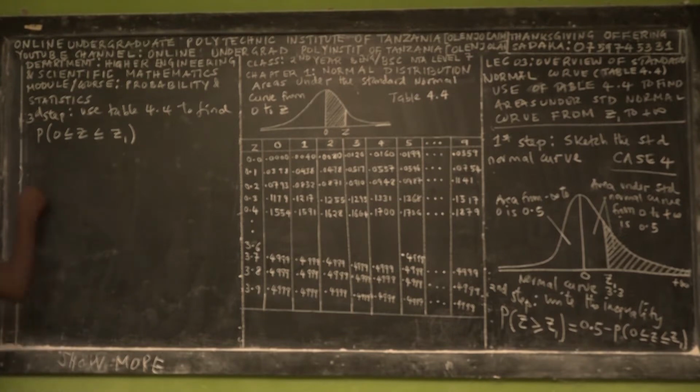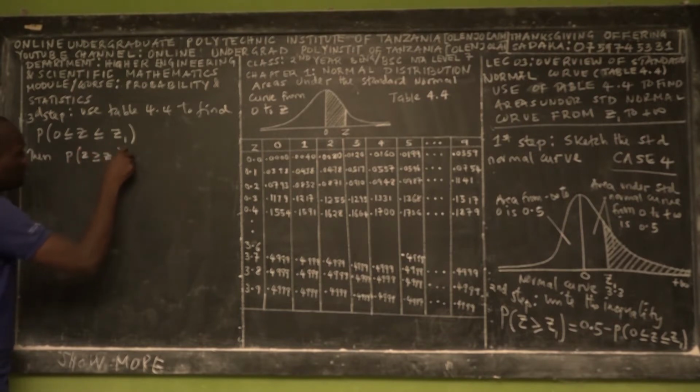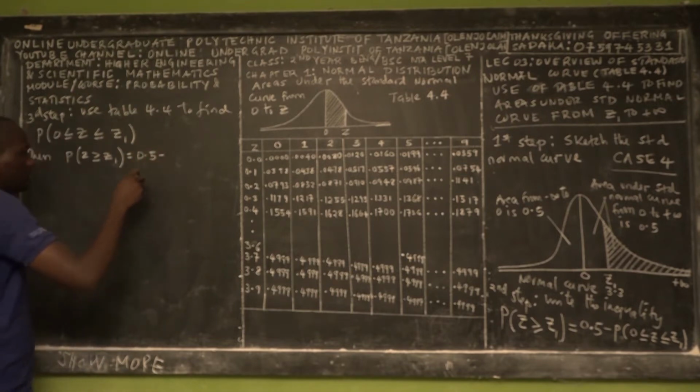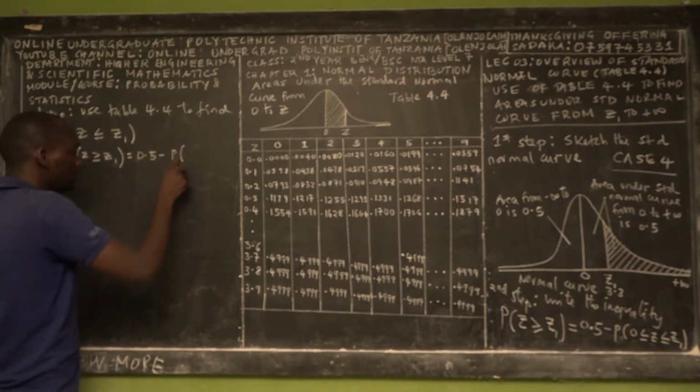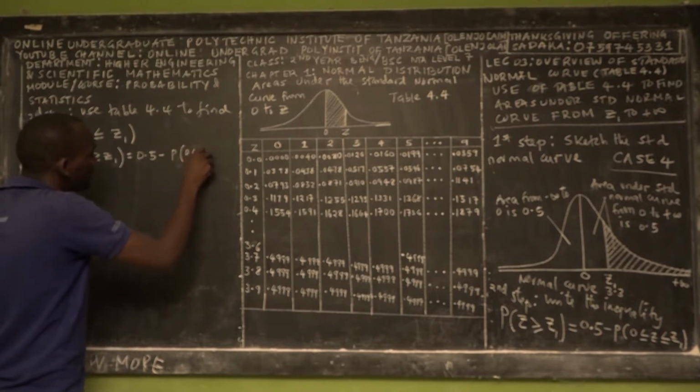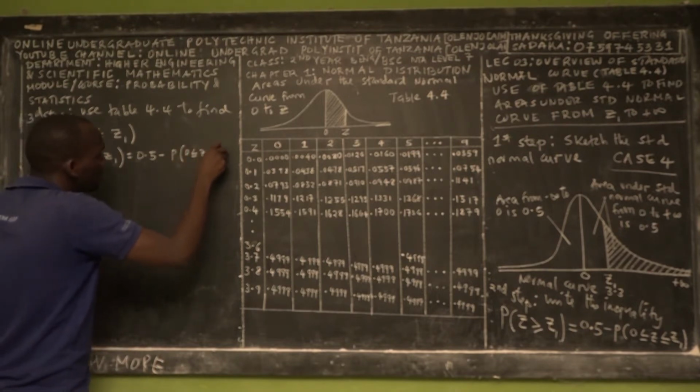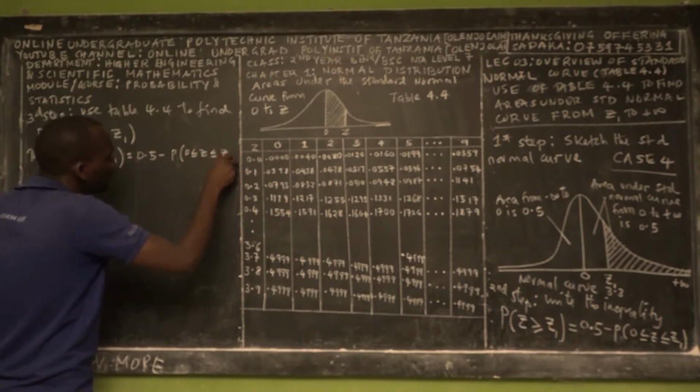So our responsibility is to find the probability of z greater than or equal to z1. And this is equal to 0.5 minus the probability of 0 less than z less than or equal to z1.